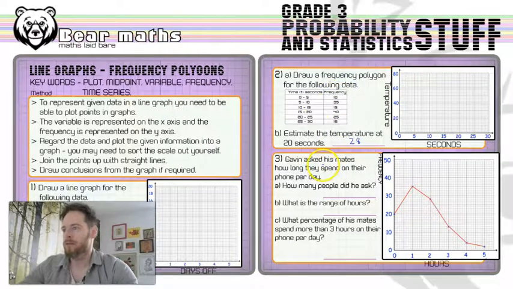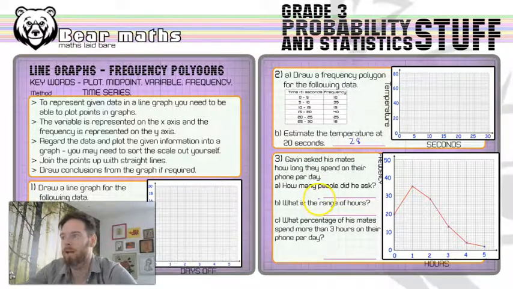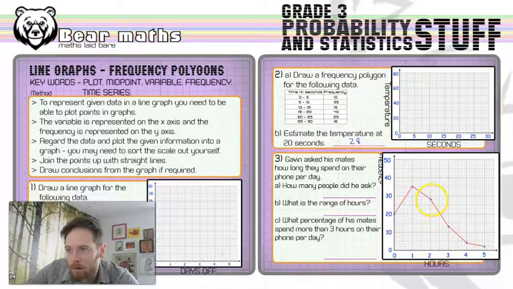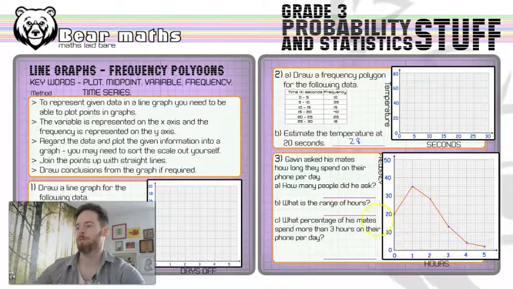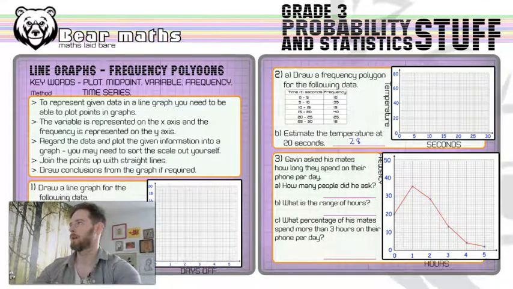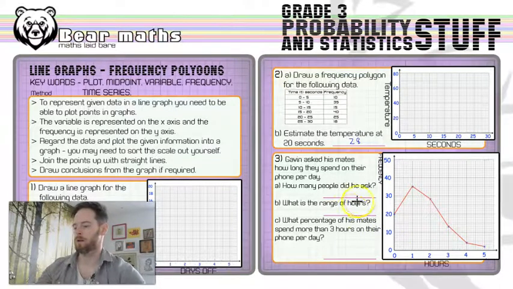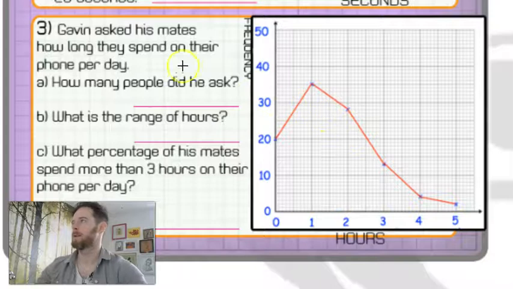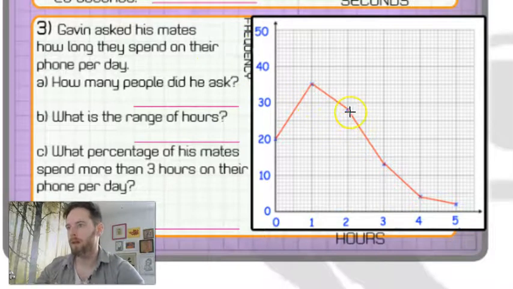So, question 3. Gavin asked his mates how long they spend on their phone per day. How many people did he ask? So what you can see here, up the size, the frequency, what we're going to do is look at those and we're going to add them together. So 20, 35, and then whatever that number is, that's hard to see. So maybe I'm going to have to zoom into this one to have a look. Again, change back to that, and then zoom in over here at the graph. And yeah, let's have a little look by drawing that on there. I can see that actually is 28.